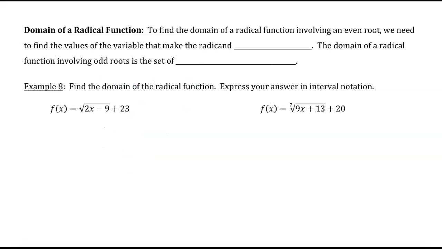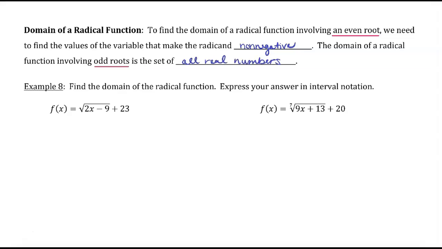I quickly mentioned how a square root cannot have a negative inside, but that a cube root can. This has to do with the domain of radical functions. To find the domain of a radical function involving an even root, we need to find the values of the variable that make the radicand non-negative. We cannot have negatives inside of a radical function that has an even root. However, the domain of a radical function involving odd roots is the set of all real numbers. Let's take a look at example 8.